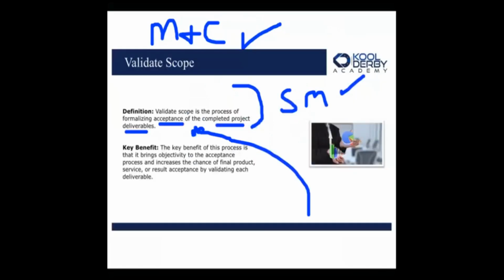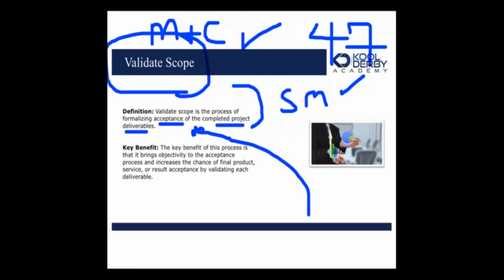So coming back here, validate scope is the process of formalizing acceptance of the completed project deliverable. You should know that definition. And John, before you got here, I made note that validate scope is the only process of the 47 that does not have the word control in monitoring and controlling, because all the other ones have the word control, like control quality, control procurement, and those kinds of things. But validate scope is the only one that does not. It's just a small thing that you should probably know. Not a big thing, but it's important enough.